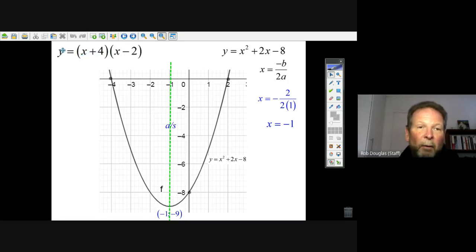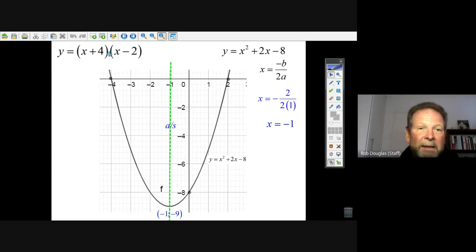Minus 4 plus 4 would make y equal 0. So you've got minus 4 there. And the other one is 2. 2 minus 2 is 0. So you've got your two x-intercepts there.